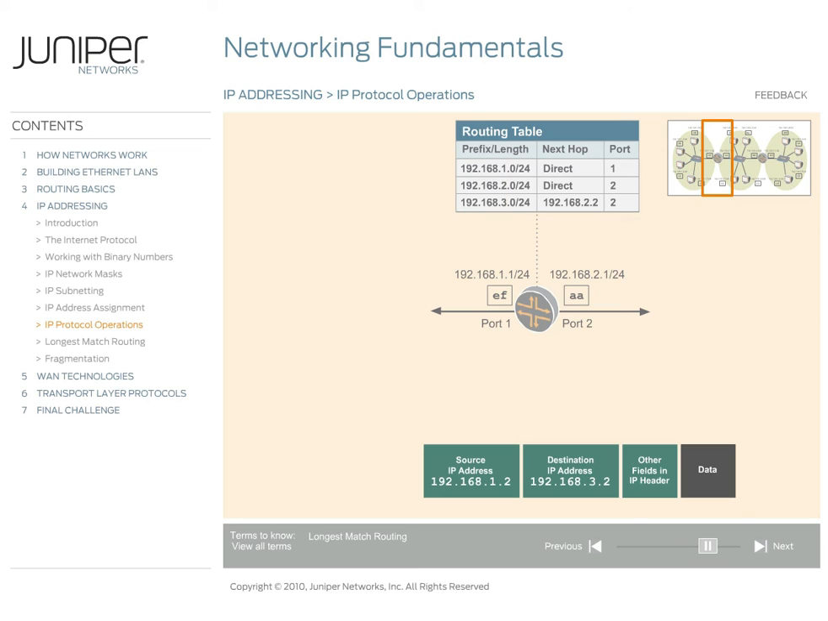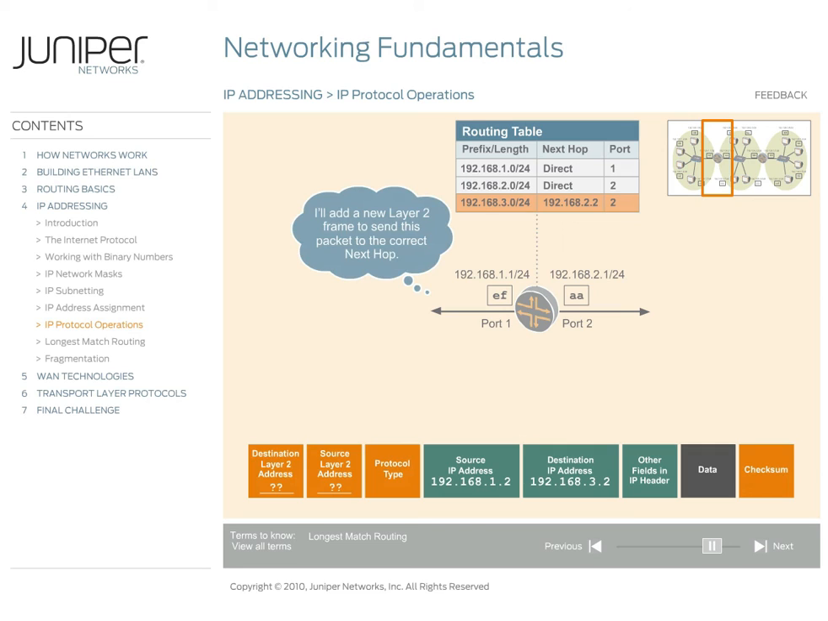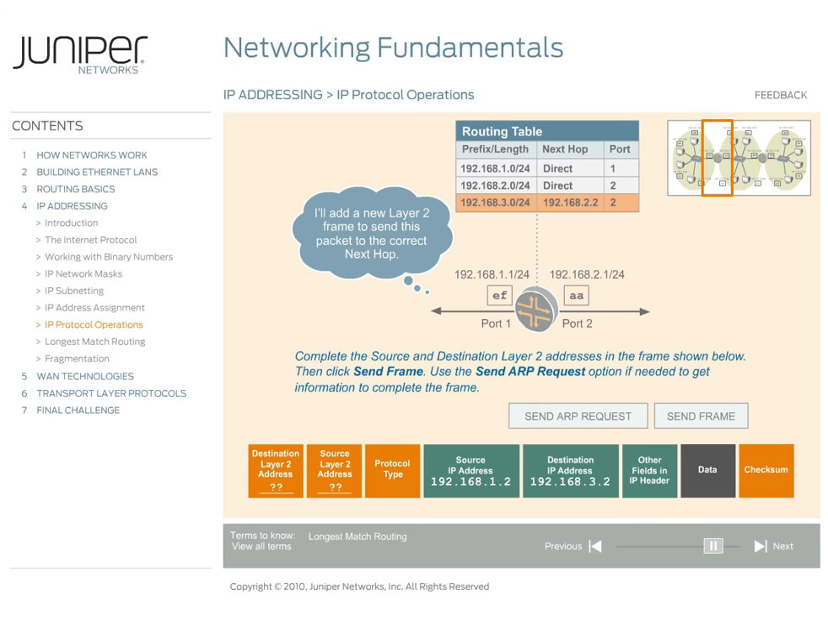Here's a chance for you to perform some of the actions of a router. First, find the best match for this packet's destination IP address in the routing table. Click the row in the table that best matches the destination IP address. Now the router needs to add a new Layer 2 frame, including the next hop router's MAC address. Complete the source and destination Layer 2 addresses in the frame shown on screen. Then click Send Frame. Use the Send ARP Request option if needed to get information to complete the frame.